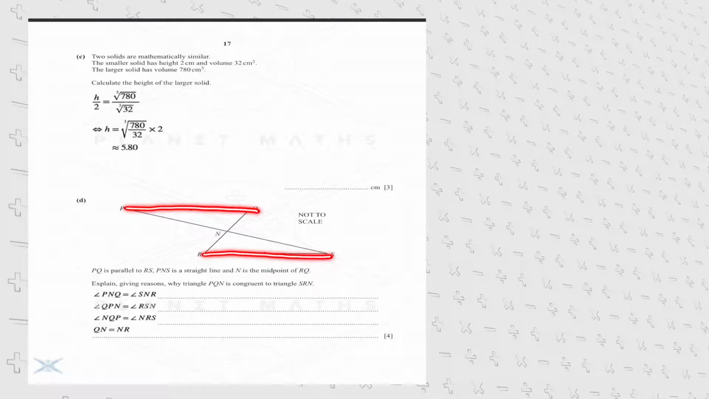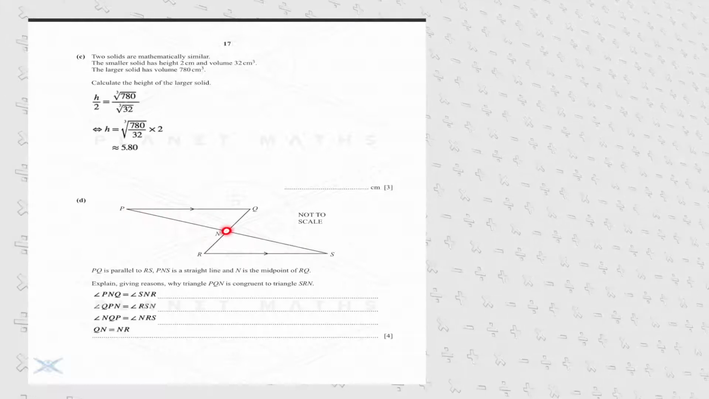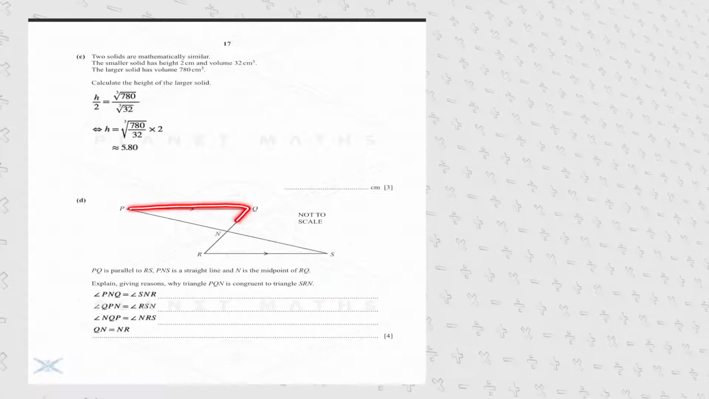Next on to part D of exercise 11, where it's stated that PQ and RS are parallel to one another, again as indicated by the feathers. Additionally, it's stated that P and S is a straight line and N is the midpoint of the line PQ. We should explain giving reasons why triangle PQN is congruent to triangle SRN.